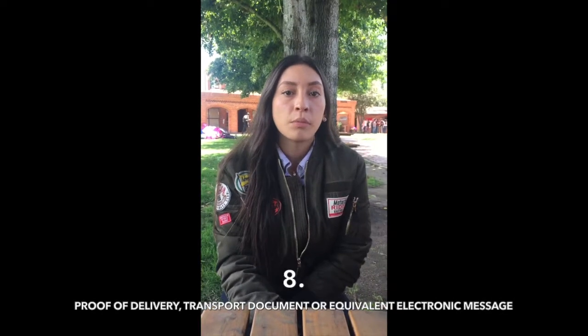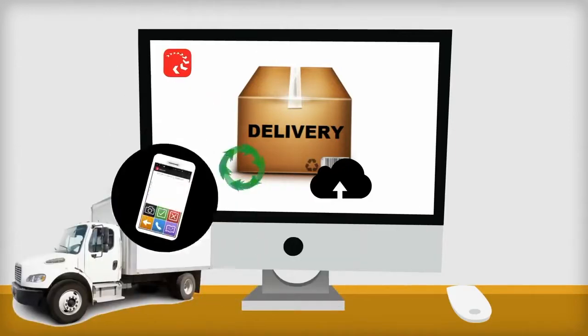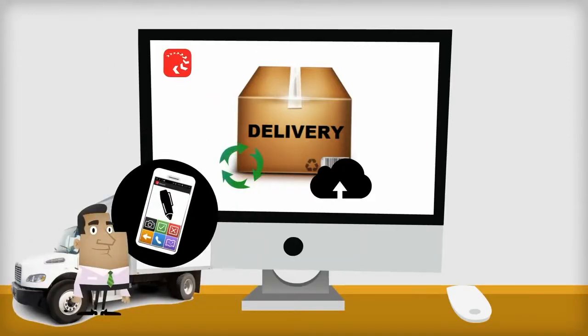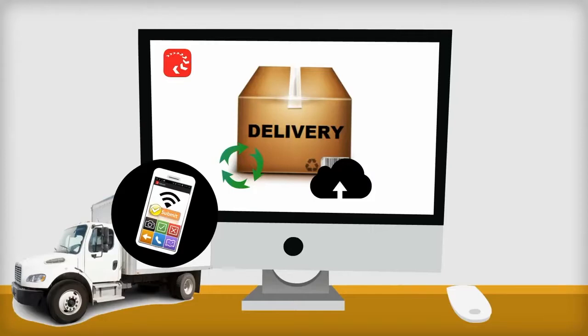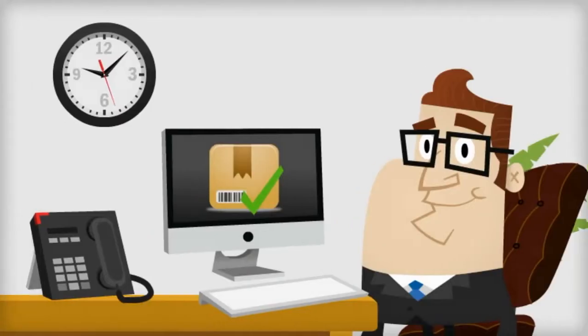The eighth one, proof of delivery and transport documents. The seller must provide the buyer, at the seller's expense, with the usual proof of delivery of the goods in accordance. When the seller and the buyer have agreed to communicate electronically, the document referred to in the preceding paragraphs may be replaced by an equivalent electronic data interchange message.